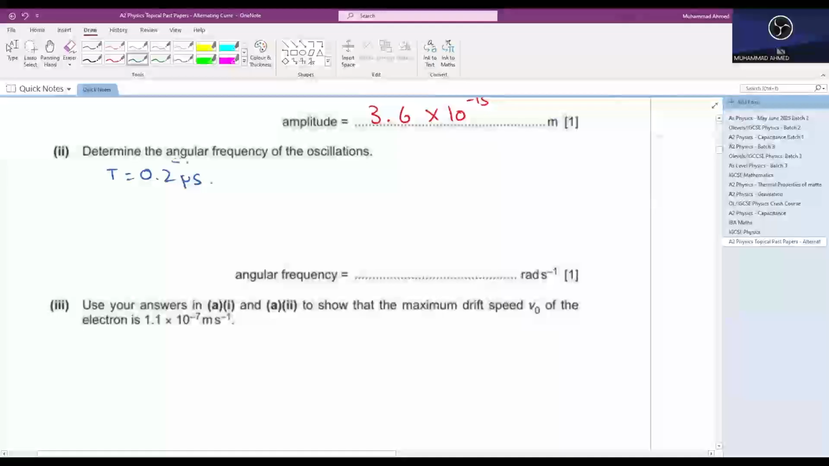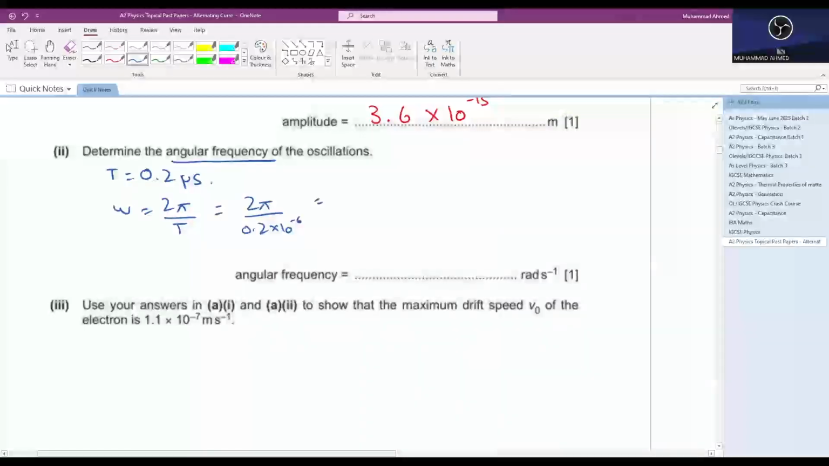Okay. Can you calculate the angular frequency? Yes. ω is equal to 2π over T, that is 2π divided by 0.2 × 10^-6. What will your answer come out to be here? Can anyone tell me the answer?